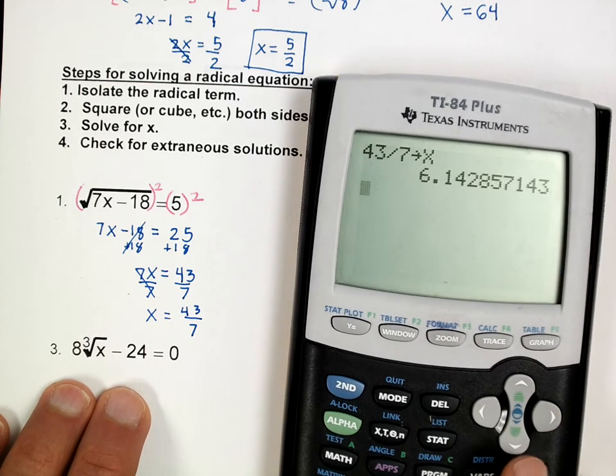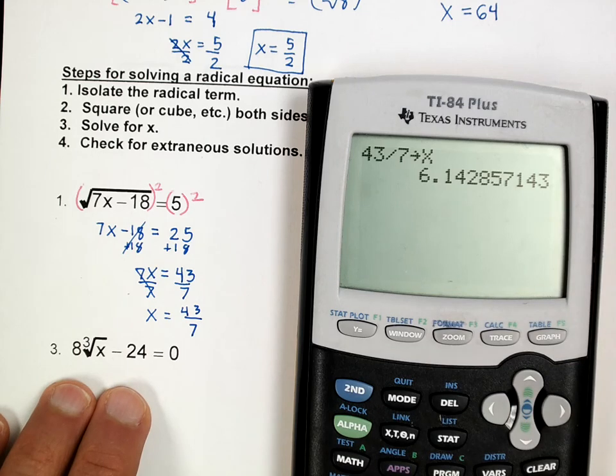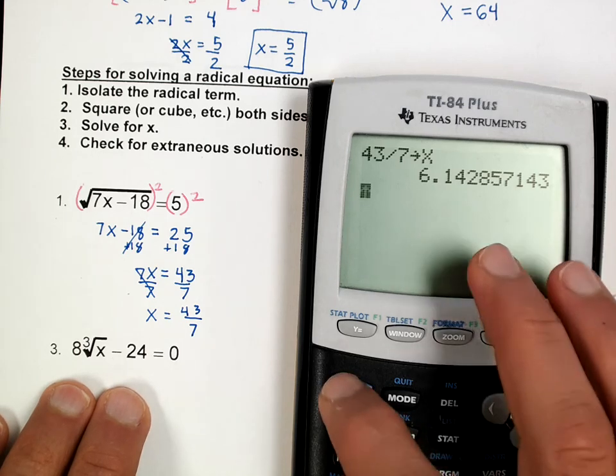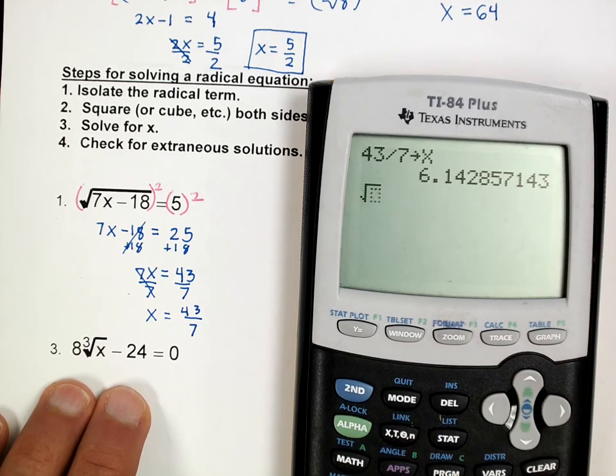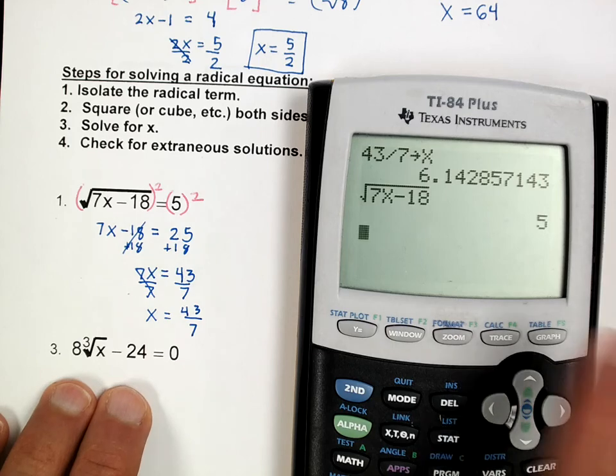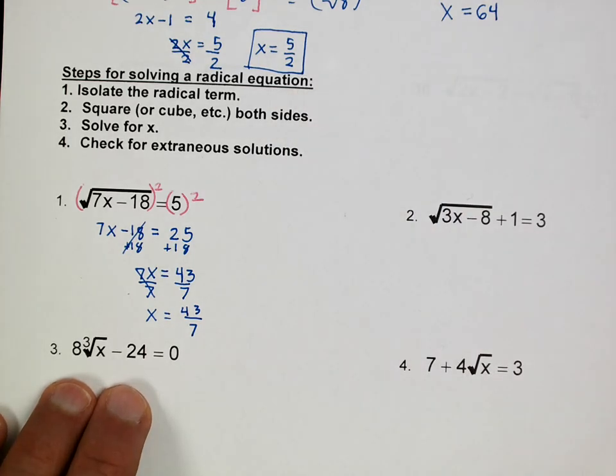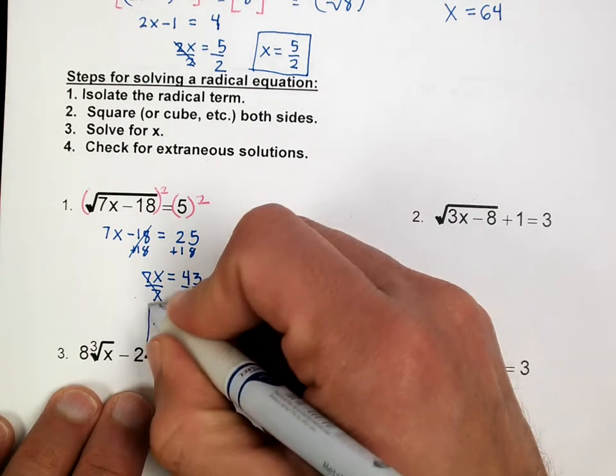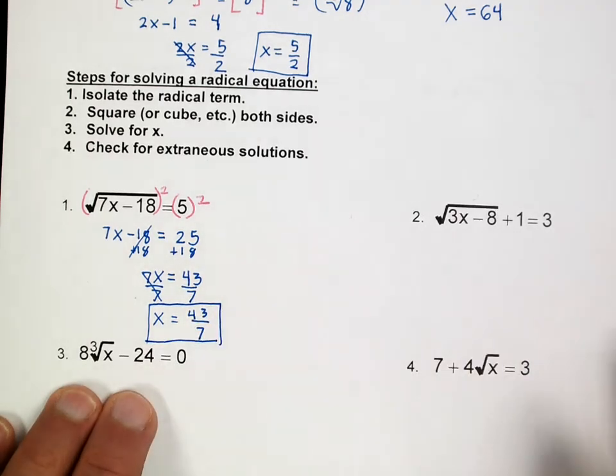And from now on, it thinks that x is this number right here. I'm going to plug that in now. So I have the square root of 7x minus 18, and that has to be equal to 5. Okay, so this one's equal to 5, so this solution works. Alright, let's move on to number 2.